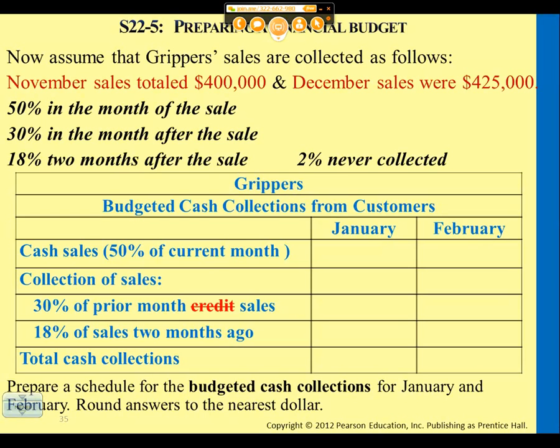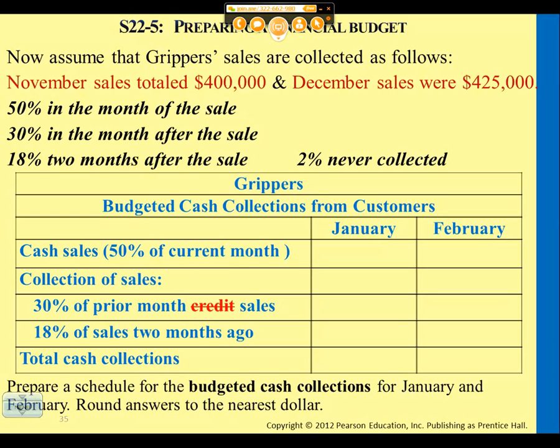Now, what's given to us is 50% in the month of the sale, 30% after the sale, and 18% 2 months after the sale. 2% are never collected. So you see how your percentages can change? All right. So let's look. Budgeted cash collections from customers, a little bitty piece of that big budget that we looked at, right? Just a part of the cash budget.